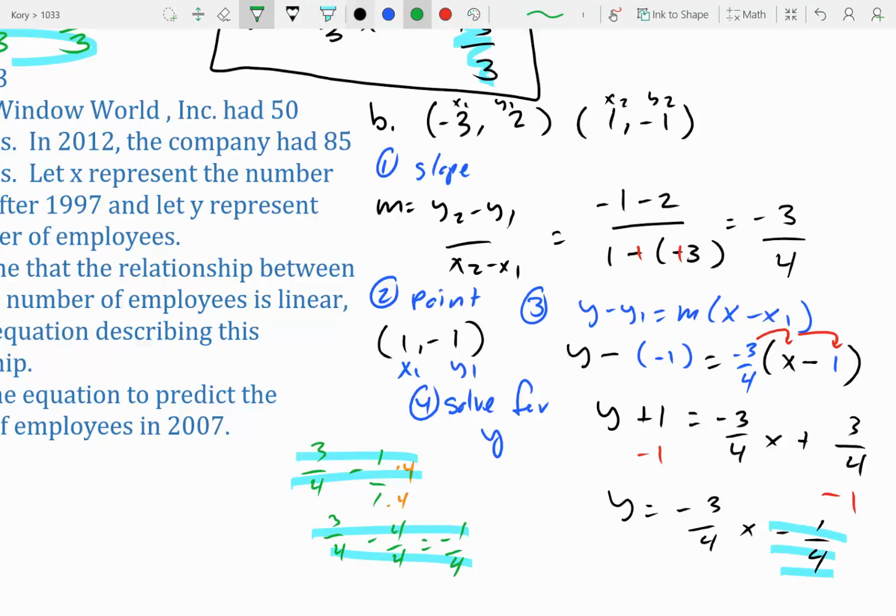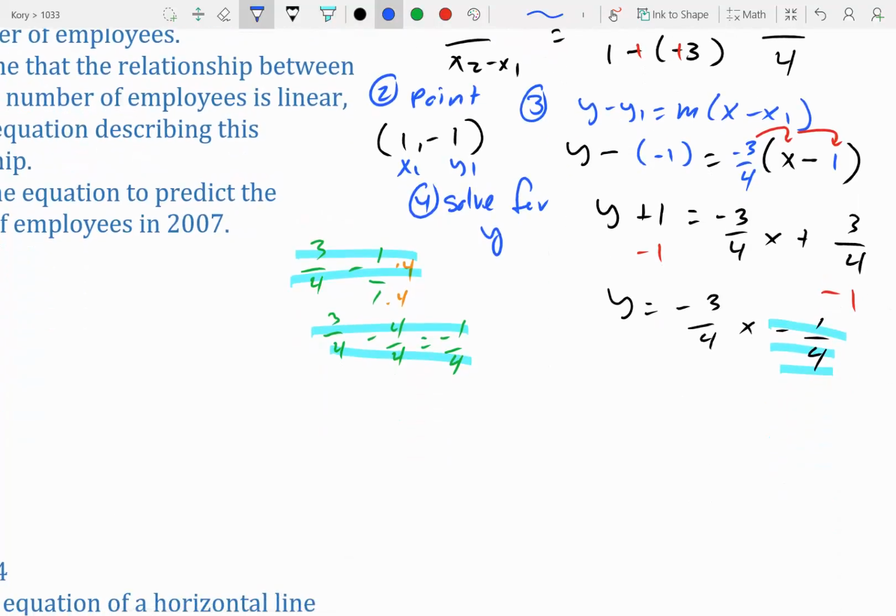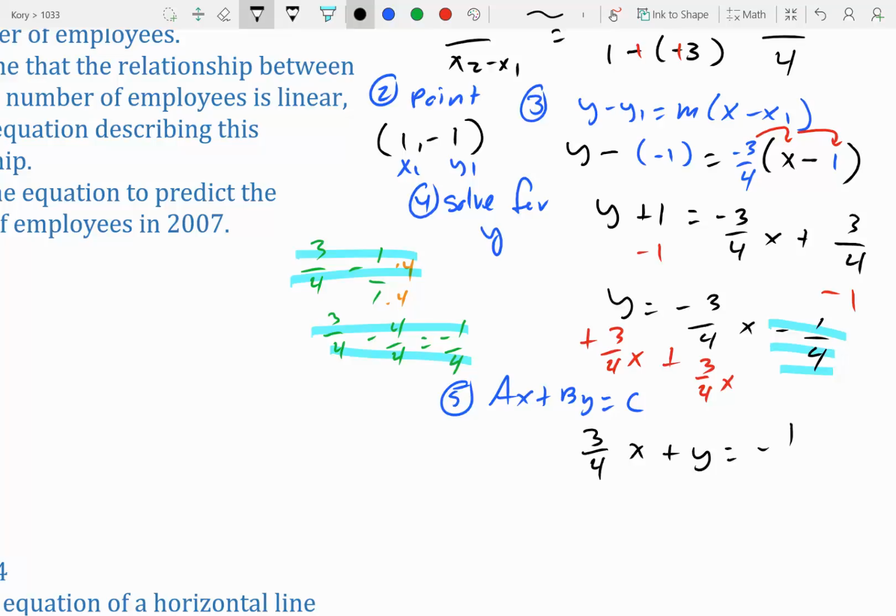Now, standard form, we need to get the variables on one side and have no fractions. So step 5 is ax plus by equals c. In order to get standard form, we need to move over the x. So we add 3 over 4x to both sides. So we have 3 over 4x plus y equals negative 1 over 4. Now, to get rid of these fractions, we need to multiply by the common denominator. The denominator here is 4. So we're going to multiply everything by 4.